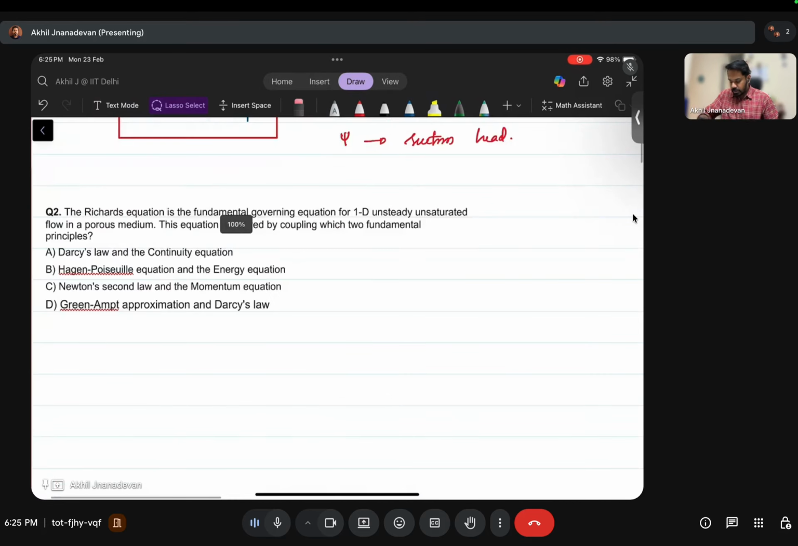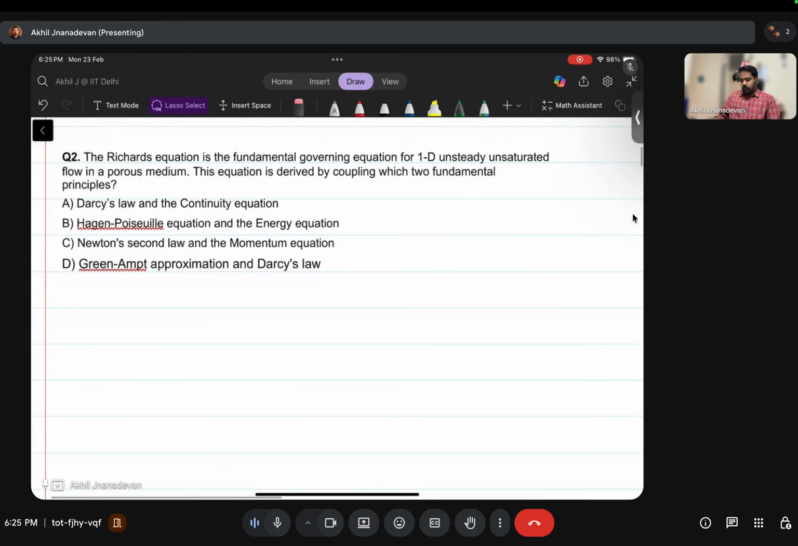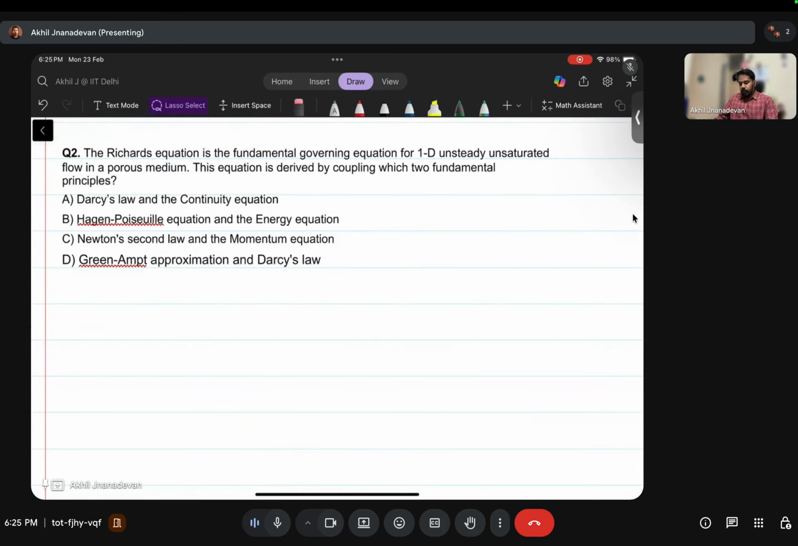So the next question is, the Richards equation, that is the fundamental governing one-dimensional unsteady unsaturated flow in porous medium. The equation is derived by coupling two fundamental principles. So in this question, they are talking about an equation that is called the Richards equation. They also mention what the Richards equation is. It is the fundamental or governing equation for one-dimensional, unsteady, unsaturated flow in the porous medium.